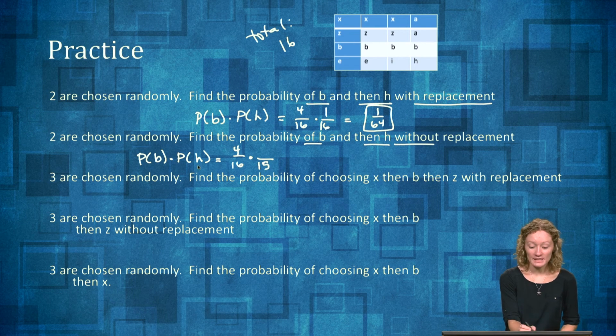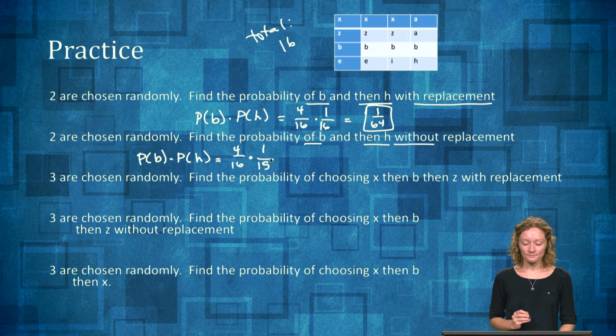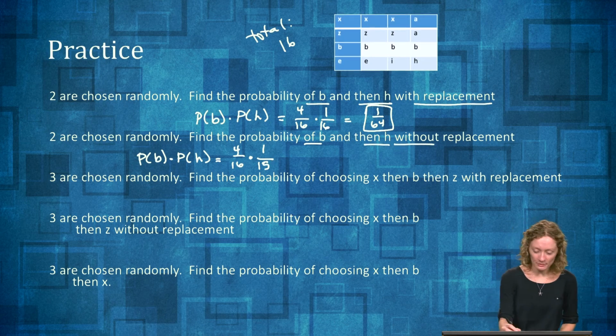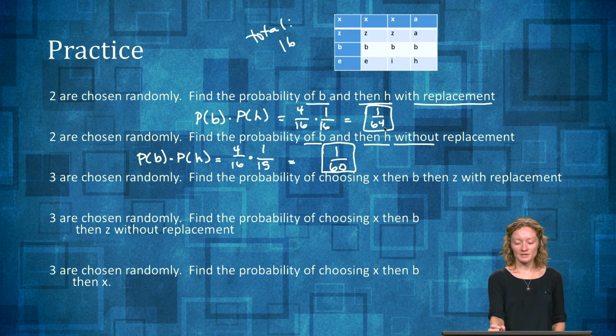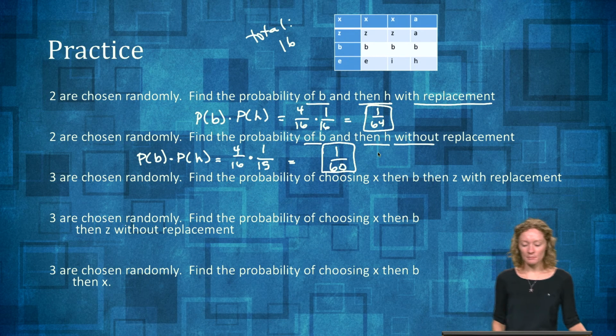And of those 15, how many meet your criteria of being an H? 1 of the 15. Multiply, simplify, we get 1 over 60. You might be wondering, is it just as easy to always subtract 4 in the denominator? No, it just depends on the numbers. Sometimes it happens. Most of the time, it'll be something totally different.